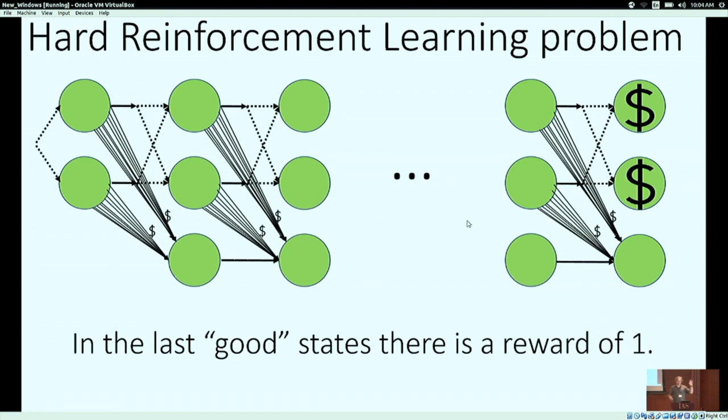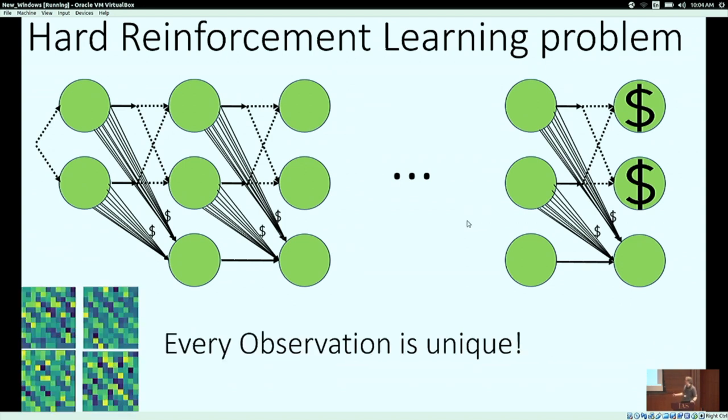Okay, so who thinks this is a hard problem to solve? Now, this was actually solved 20 years ago. This was the E-cubed algorithm. It could solve this quite well. But we're going to make one more twist. The twist is you're not going to see the states. Instead, you're going to see some sort of complex observation.